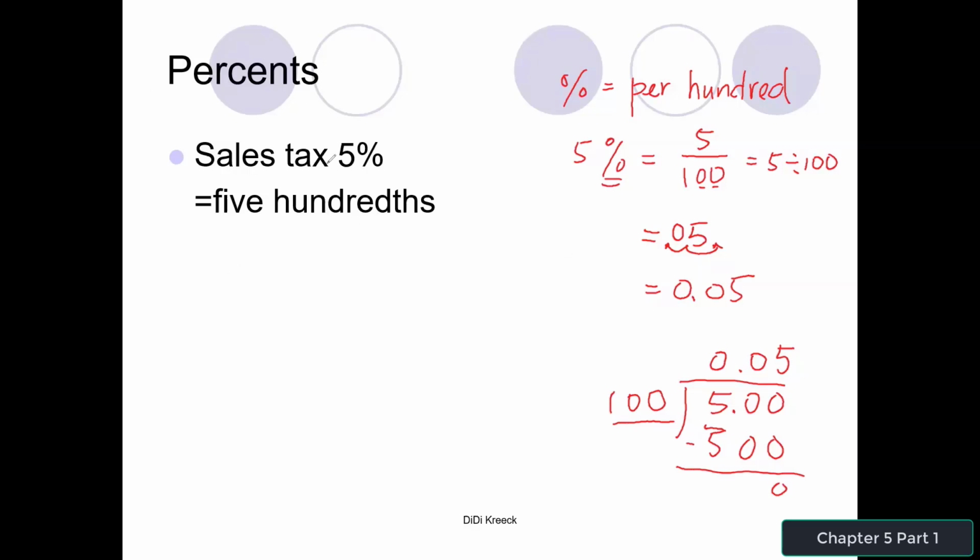So we can also express this 5 over 100, not just in decimal form, 0.05. We can also write this as 5 over 100. And we also know how to reduce our fraction to the lowest term, right? So this could also be expressed as 1 over 20. Okay, so there are various ways to express our 5%.